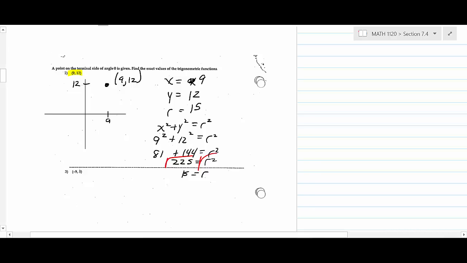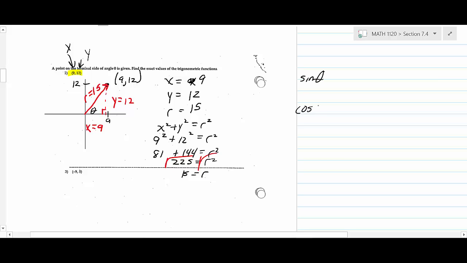See, I give you x, I give you y, you find r by the Pythagorean theorem, then you go to your definitions. So what you probably want to do here is just go ahead and draw this diagram. You would have r is 15, and then if you look at your triangle, this side of the triangle would be x equals 9, and this side would be y equals 12. Now you can get everything put together, but what you're trying to do is transition to these definitions, and that's your angle theta right there.